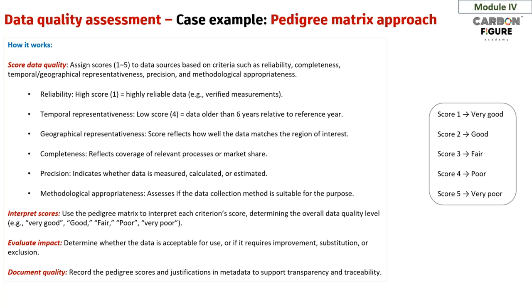So after interpreting the score, you go for the evaluation. Determine whether the data is acceptable for use, or if it requires improvement, substitution or any other exclusion, right? So document the quality finally. Record the pedigree scores and justifications in metadata to support transparency and traceability.